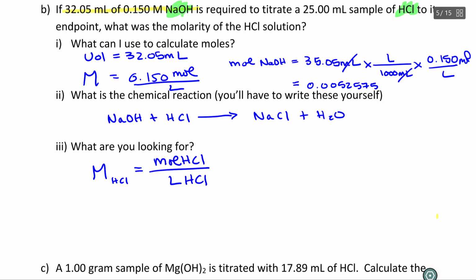0.00525575. Now, sig figs, I have 3, so I'm going to just underline that for now, and that's moles. And now I have a chemical reaction, and I'm looking for the molarity of HCl. So what I'm going to do is this. I'm going to say moles of HCl, because that's what we're going to have to do first.